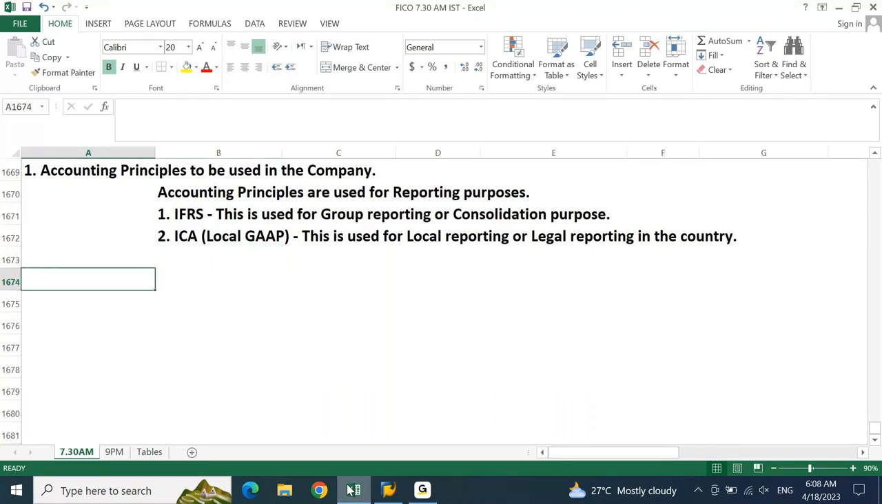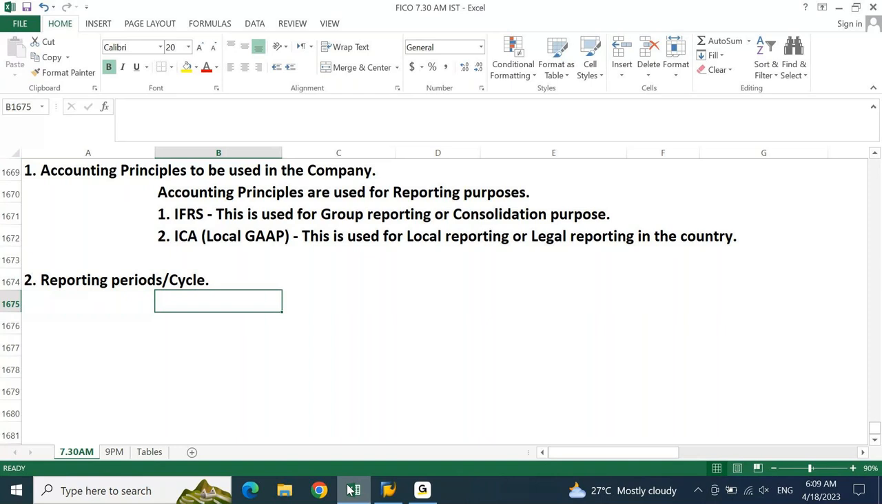Once you decide the accounting principle, next one will be reporting periods or reporting cycle. Okay, so from when to when you will be giving your financial reporting according to each of your accounting principles is the second point that we have to understand. Now if you have two accounting principles in your company code, each accounting principle represents a different reporting structure. First one, let's say IFRS. Second one is Indian Companies Act.